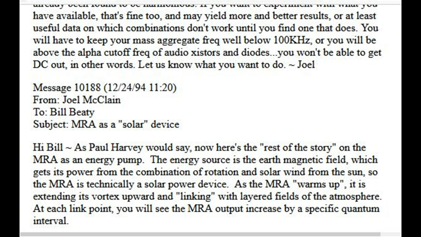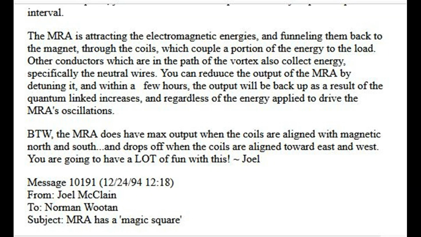As the MRA warms up, it is extending its vortex upward and linking with layered fields of the atmosphere. At each link point, you will see the MRA output increase by a specific quantum interval. The MRA is attracting the electromagnetic energies and funneling them back to the magnet, through the coils, which couple a portion of the energy to the load. Other conductors which are in the path of the vortex also collect energy, specifically the neutral wires.